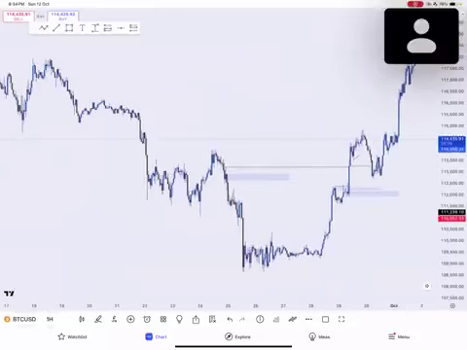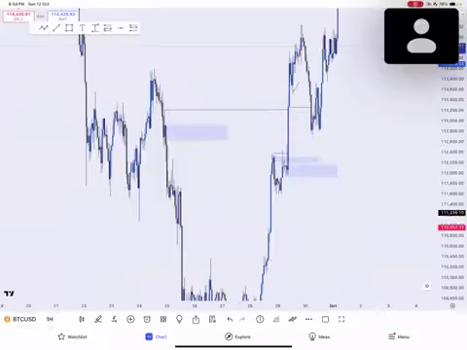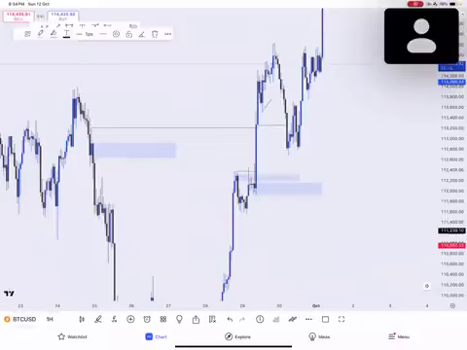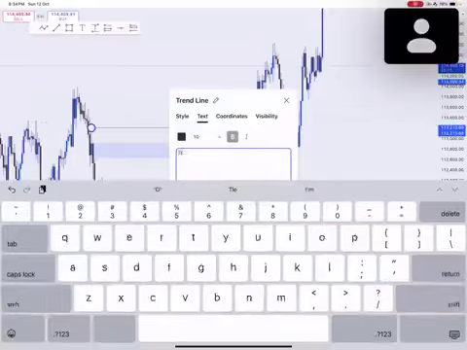So we got our inducement right there. The moment price gave us, taking out this high and closing above this zone, we got our double break of structure right here.